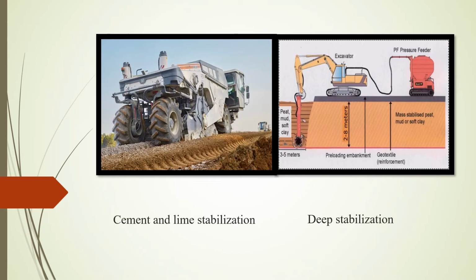Another option is cement lime stabilization or deep stabilization. This method is also widely popular, and we use this method from time to time to improve our subgrade quality. In short, improving the bearing capacity of the subgrade. In this method, we use cement with addition of lime, and this actually increases the properties of the subgrade.